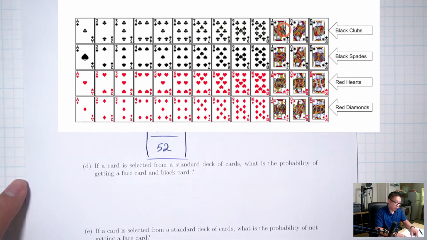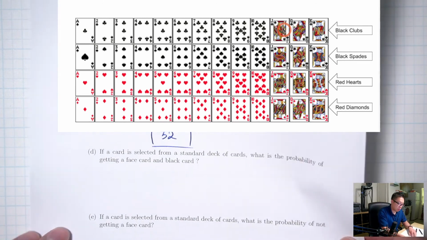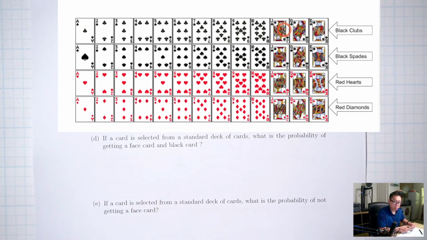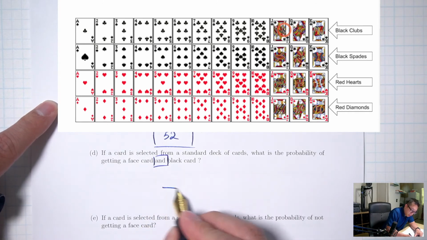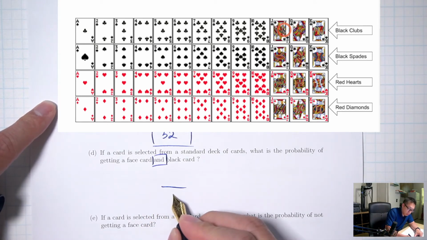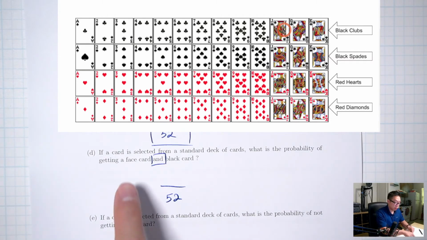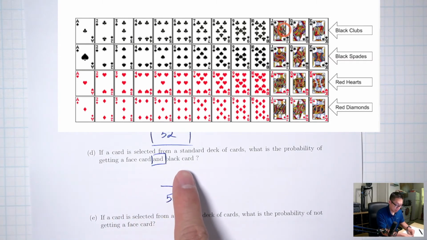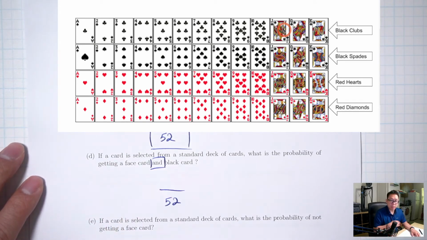Part D. If a card is selected from a standard deck of cards, what's the probability of getting a face card and a black card? So the keyword there is the word and. Bottom same as before, 52. And means at the same time, so I want the face cards that are at the same time black.